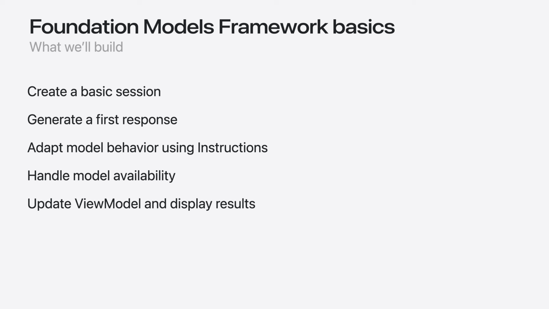First, we'll start in the playground to get a feel for the API. We'll create a language model session and get our first response from the model. Then, we'll add concise instructions to shape the tone and content. Next, we'll look at the Availability API to handle different states gracefully. Once we're comfortable, we'll switch to the app, update the itinerary generator in our view model, and display the raw text output in our views.